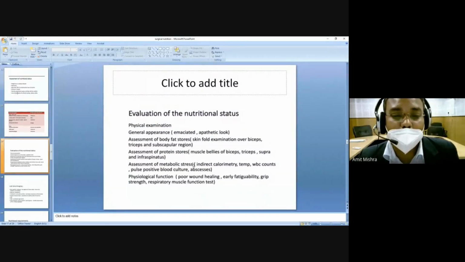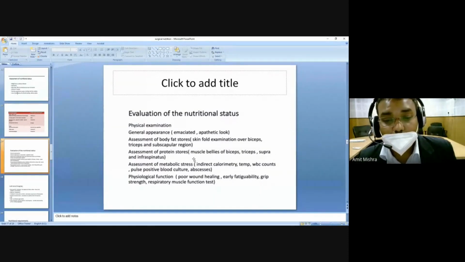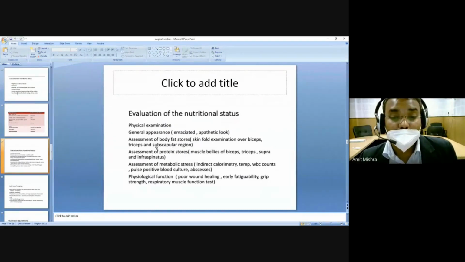Then the assessment of the protein store. Body protein assessment is very important when we evaluate the nutritional status of the patient. It is basically measured by the circumference of the muscle belly of the bicep, tricep, supraspinatus, and infraspinatus. So for the protein nutritional status of the patient, it's better to measure the circumference of these muscles.